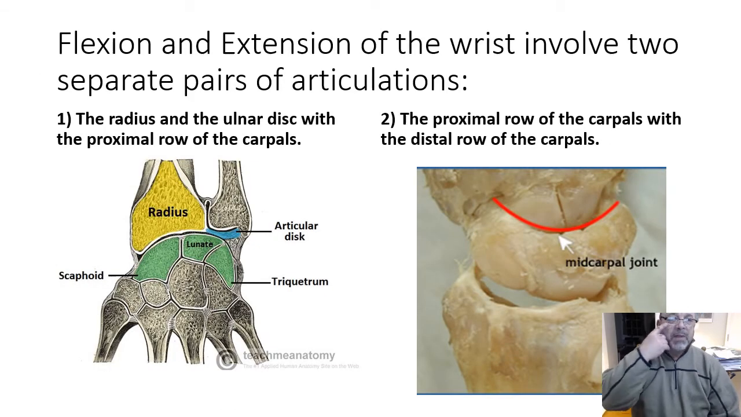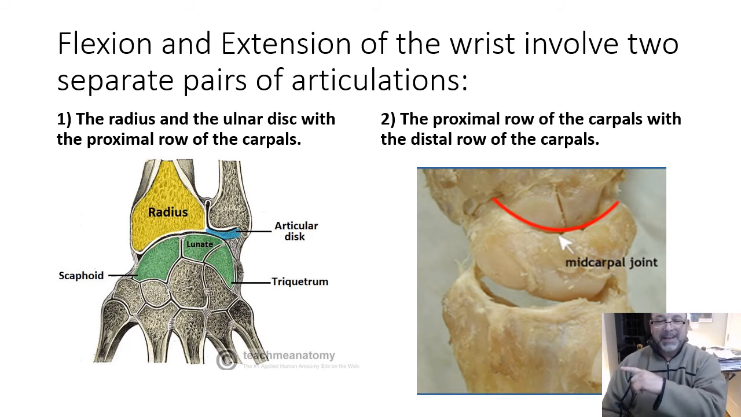Now when you look at flexion and extension of the wrist, it's not just at the distal radius and the first row, it's actually two areas. All the way to the left of this, you see the radius and the lunate and the scaphoid, and also the articular disc of the ulna. So the radius and ulna are going to articulate with the scaphoid and the lunate and the triquetrum. That's the first row, so that's the first joint.